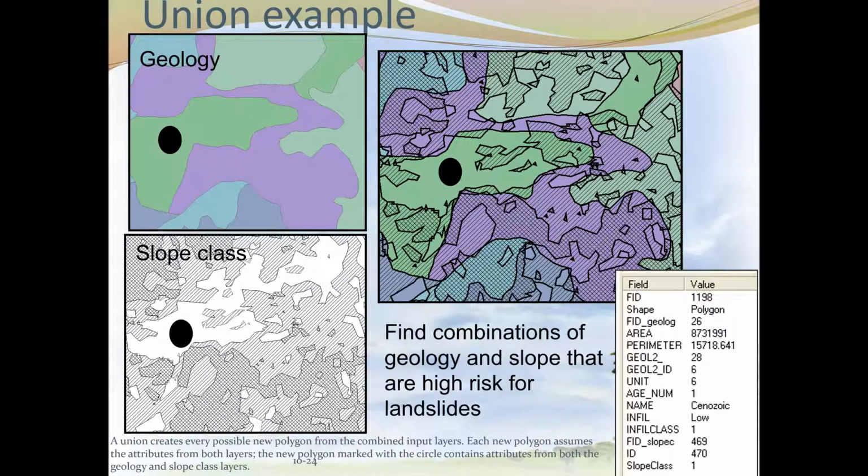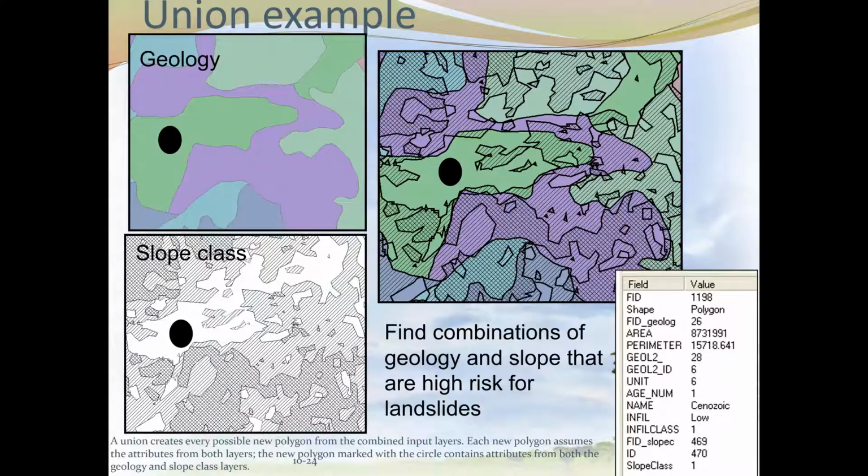Here shows a union performed on geology and slope class layers to create a landslide hazard map. Landslide risk depends primarily on two factors: the strength of the geological units, where sandstones are less susceptible to sliding than shales, and the slope. The lighter areas in the slope class map have lower slopes, and the dark areas have higher slopes.